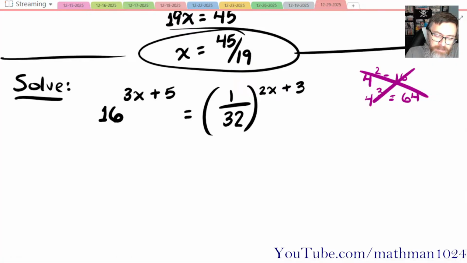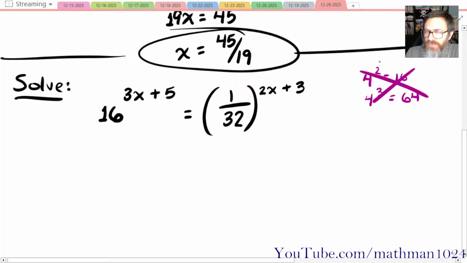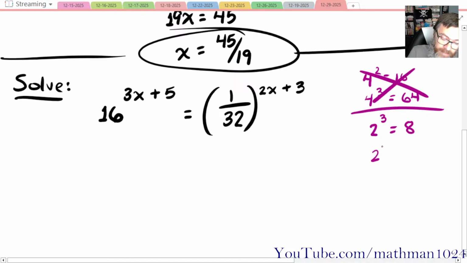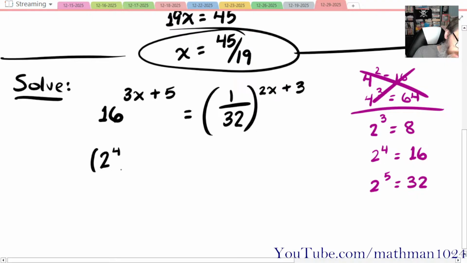Well, what about 16? Oh, so that was 4 squared, right? But 4 is itself a square. It's 2 times 2. So if you build this, and maybe you're not too comfortable with this, start off small. Let's work with my powers of 2. You could start off by doing 2 to the third to get 8. One more power of 2 would give you 16. One more power of 2 would be 16 times 2, which is 32. And now we see the numbers that we want to work with. So 16 can be rewritten as 2 to the 4th, and this whole guy's raised to the 3x plus 5.